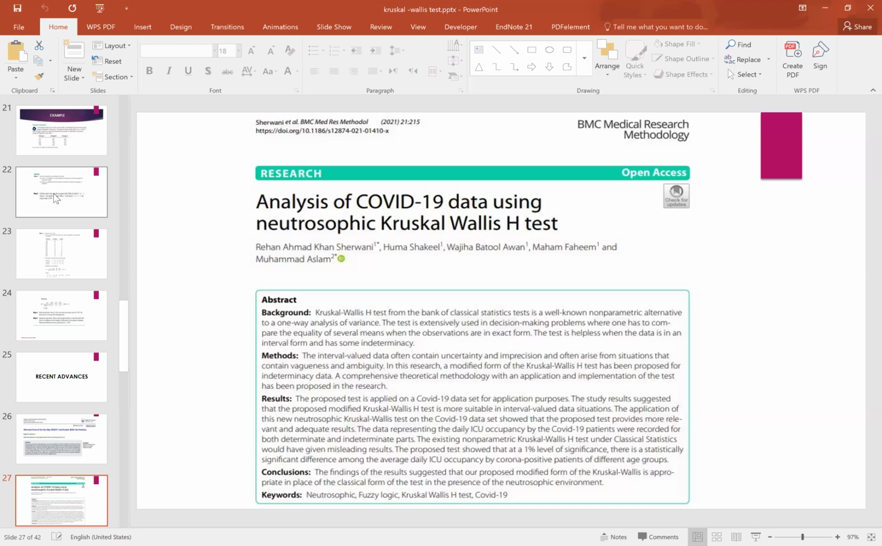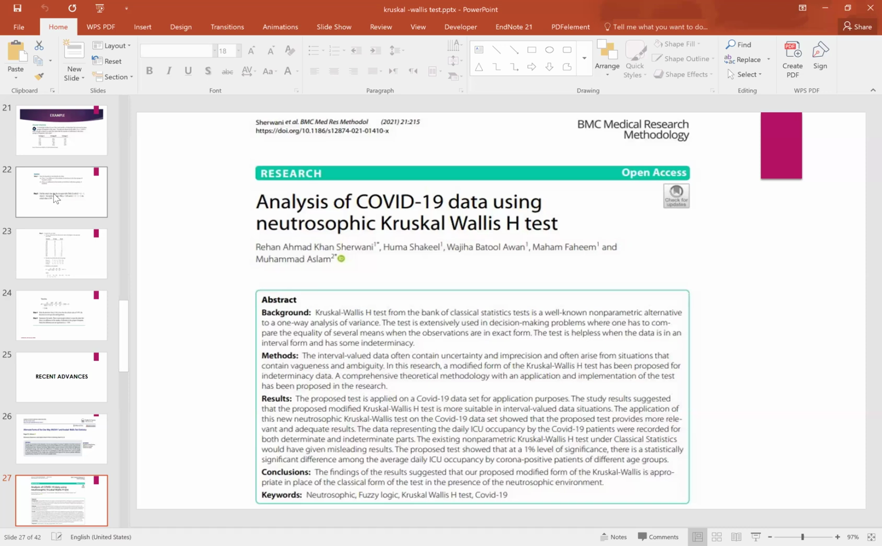The test is extensively used in decision-making problems where one has to compare the equality of several means when the observations are exact. The result is helpless when the data is in interval form or has some indeterminacy. Interval value data often contain uncertainty and imprecision and often arise from situations that contain vagueness and ambiguity.